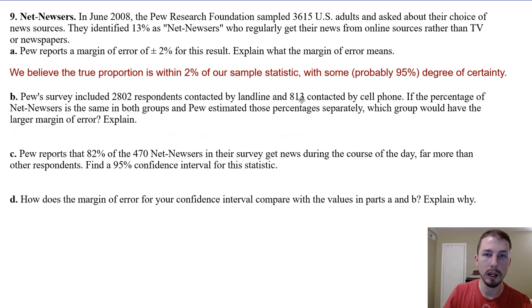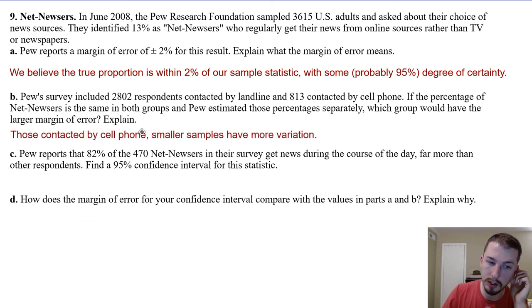So smaller samples have more variation. We see that even with coin flips, right? If we flip a coin 10 times, having 8 out of 10 heads is not unusual, but having 80 out of 100 heads would be incredibly unusual. So as we increase our sample size, our standard deviation, our standard error, is going to shrink. Therefore, our margin of error will shrink as well. All right, so our explanation is those contacted by cell phone, the 813, because smaller samples vary more.